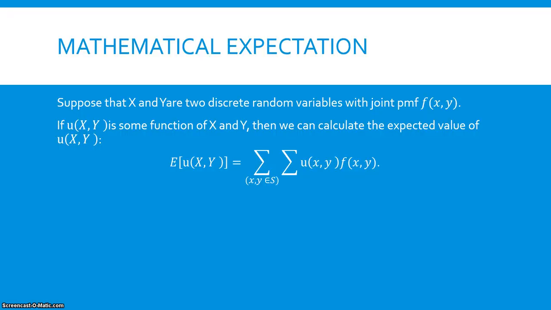So mathematical expectation for bivariate distributions is defined in a way that's very similar to the way we did in univariate distributions. Suppose that x and y are two discrete random variables with a joint PMF, f of x and y. If u is some function of x and y, then we can calculate the expected value of u by summing over all of the xy combinations in the sample space, the function u evaluated at those values of x and y, multiplied by the PMF evaluated at xy, and then just add them all up.